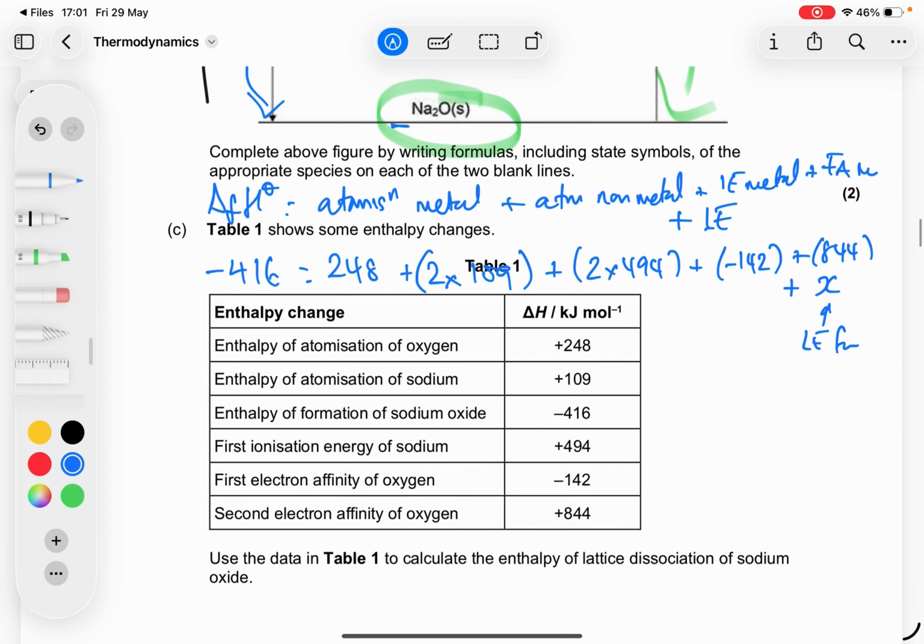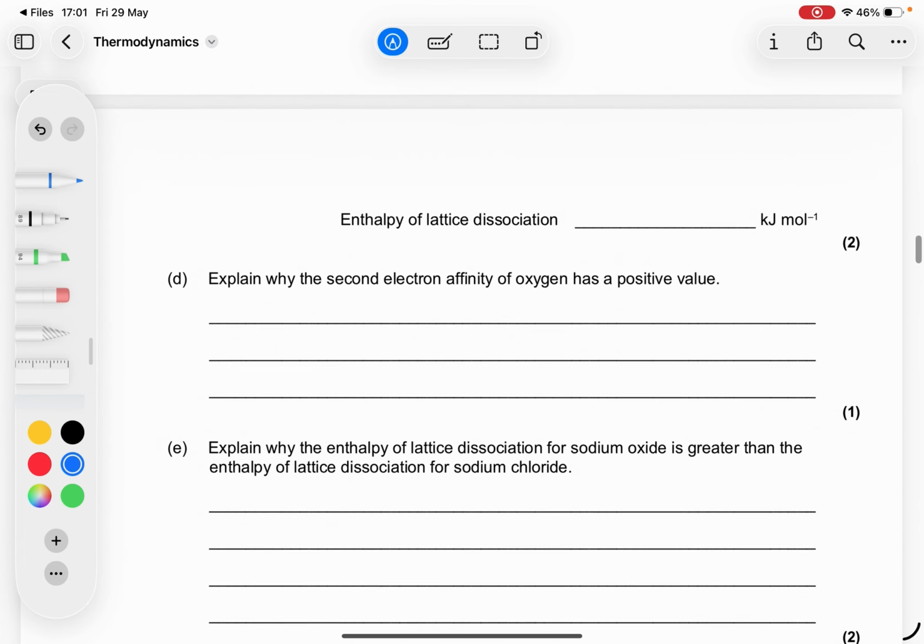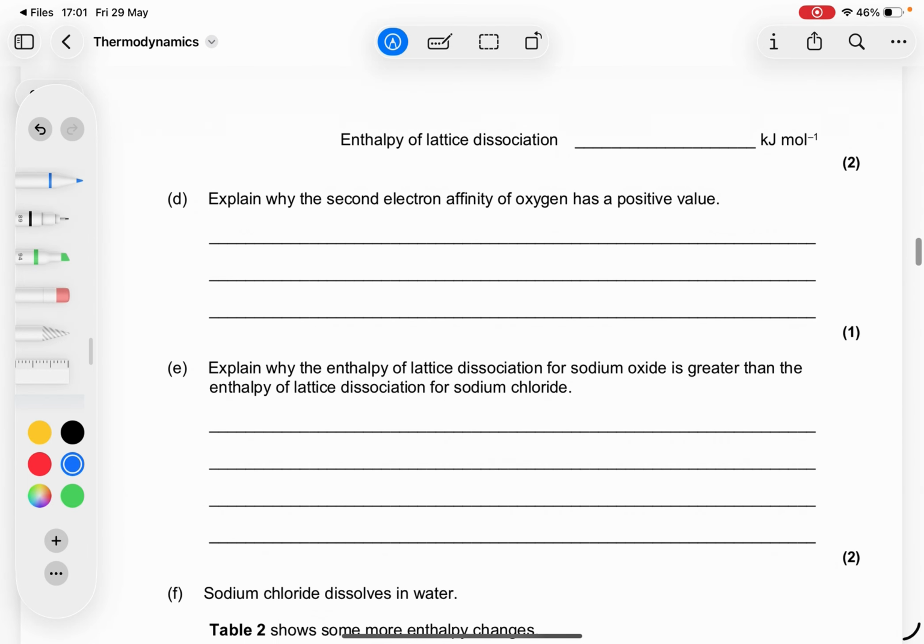When you rearrange this, you will get an answer of minus 2572 if you do the answer according to the way I've done it. Because I've done it as lattice enthalpy of formation. And because the question says lattice enthalpy of dissociation, your final answer has to be plus 2572. That's really important that you know that. And that's really, really important.